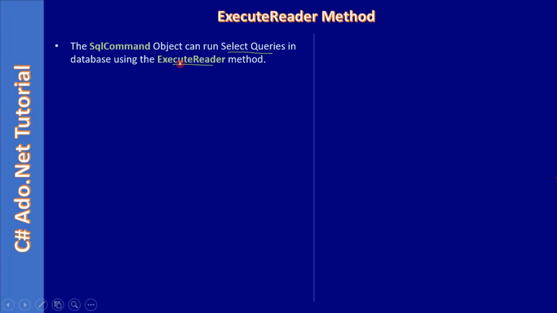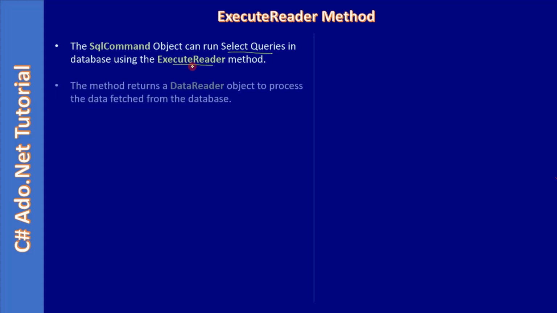Previously, we talked about ExecuteNonQuery, right? ExecuteNonQuery is useful for data manipulation as well as data definition. But if you write a select statement, we know that the database will return records in the form of rows and columns. So we need a special object as a return type. That's why here we make use of the ExecuteReader method.